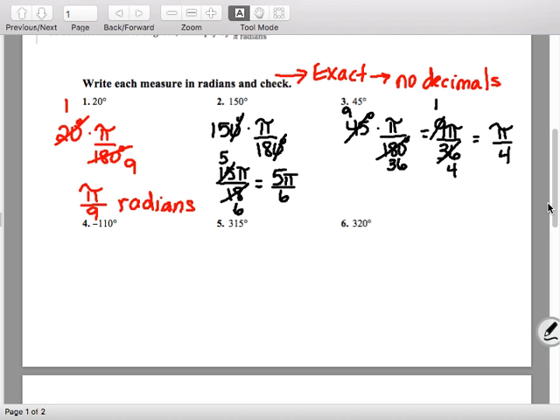Go ahead and pause the video here and try 4, 5, and 6. When you're done trying it yourself, then press play.